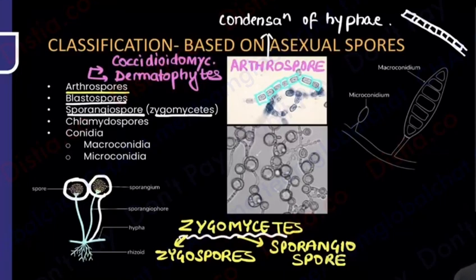The sexual form is simple. For zygo, it is zygospores, and the asexual form is those round structures called sporangiospores. Other than that, there is something called C for C, chlamydospores.